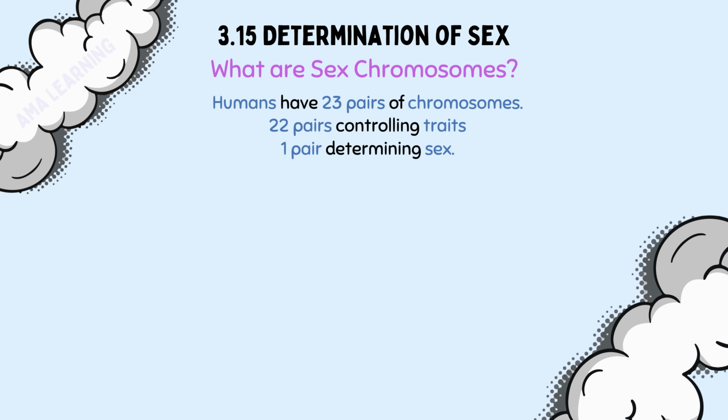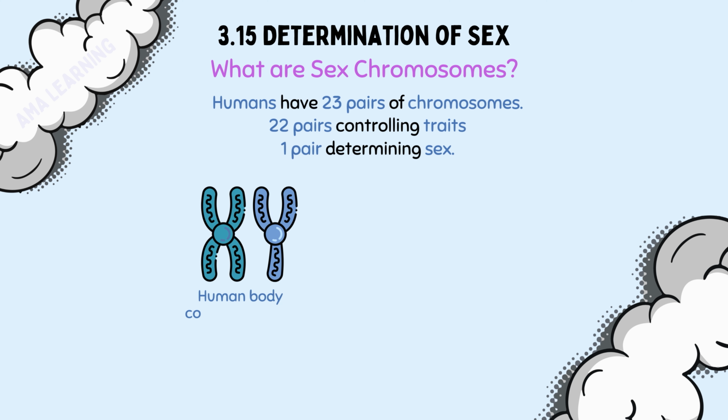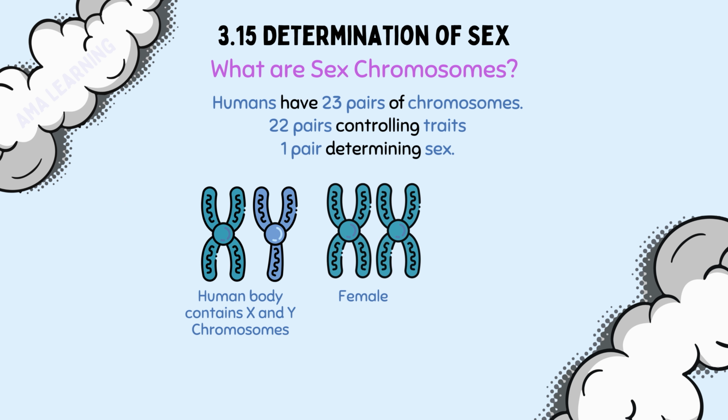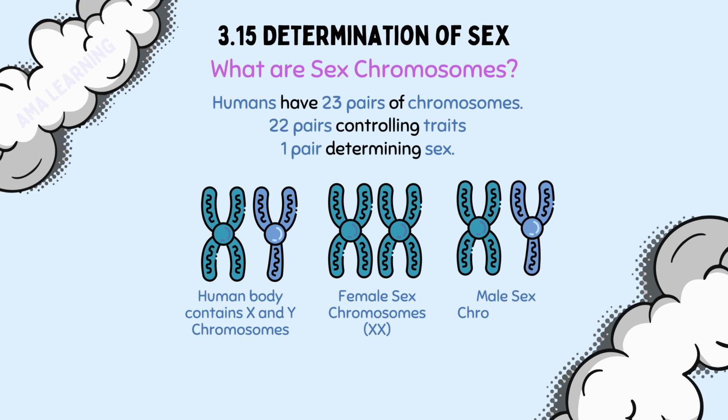Sex chromosomes are a specific pair of chromosomes that determine an individual's biological sex. Humans have two types of sex chromosomes, X and Y. Females have two X chromosomes, double X. Males have one X and one Y chromosome, XY.